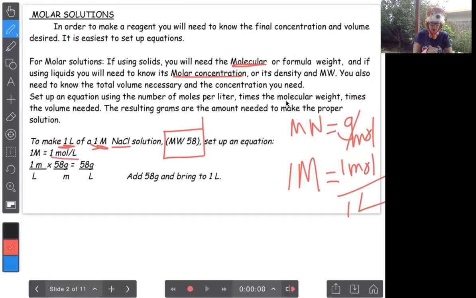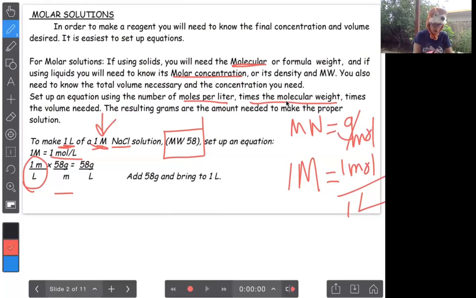Here we are, 1 mole per liter. So 1 mole per liter, because we want a 1 molar solution, times molecular weight. Here we go, moles per liter, multiplied by the molecular weight, right? And then the volume needed.